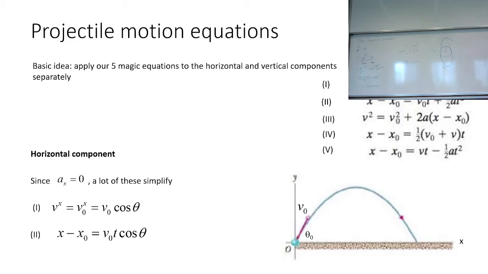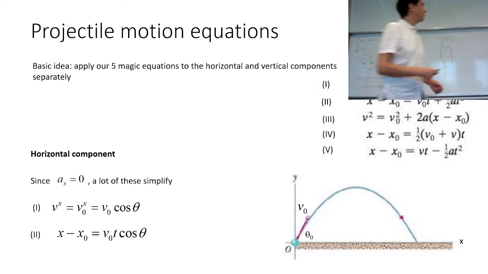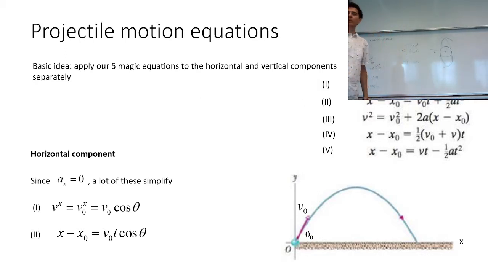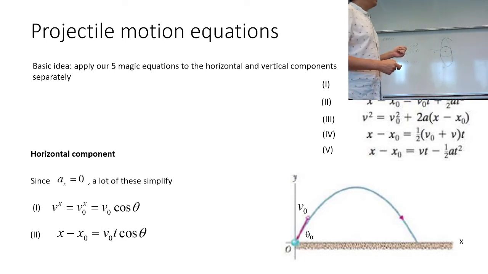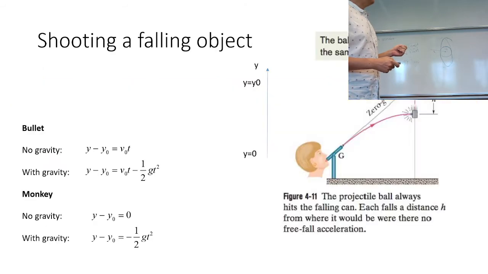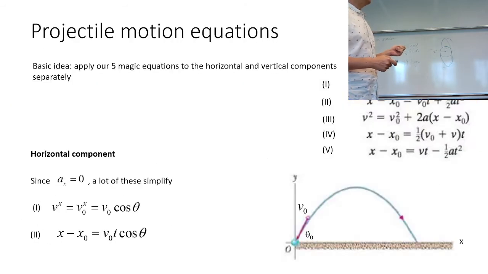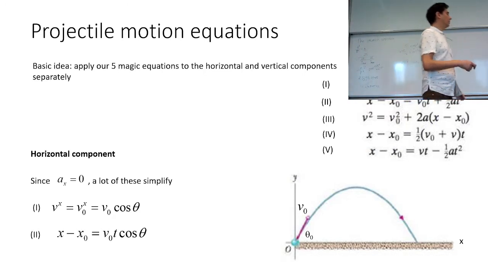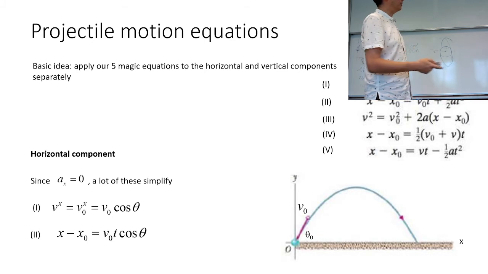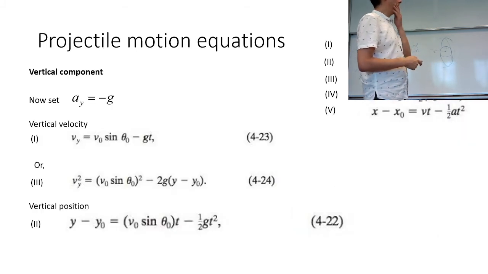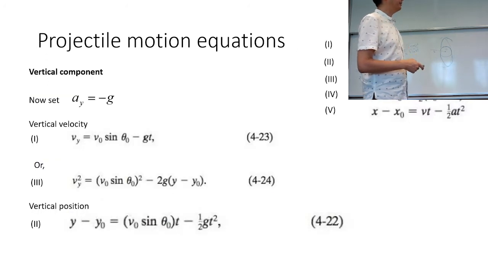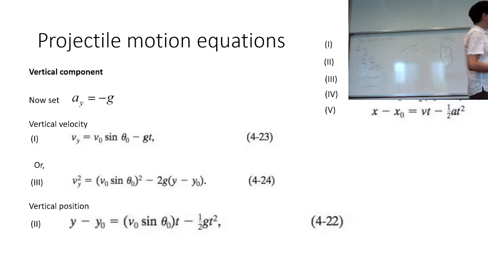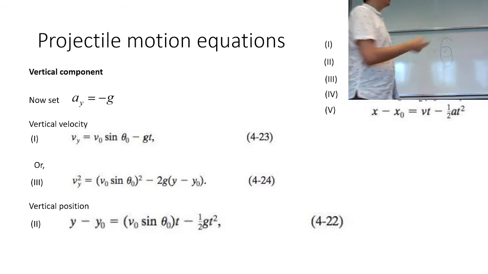All right, so let's just recap a bit of what we were doing in Chapter 4. We talked about projectile motion. The idea here is basically that the x and y directions are decoupled, so you solve the horizontal and vertical components independently. We've got our five equations of motion that we can use for constant acceleration.